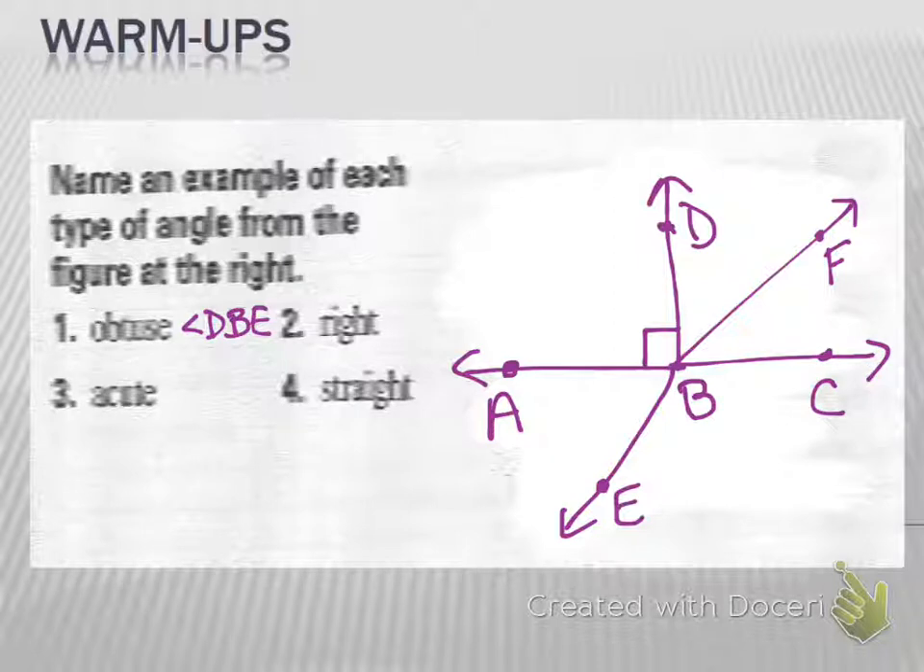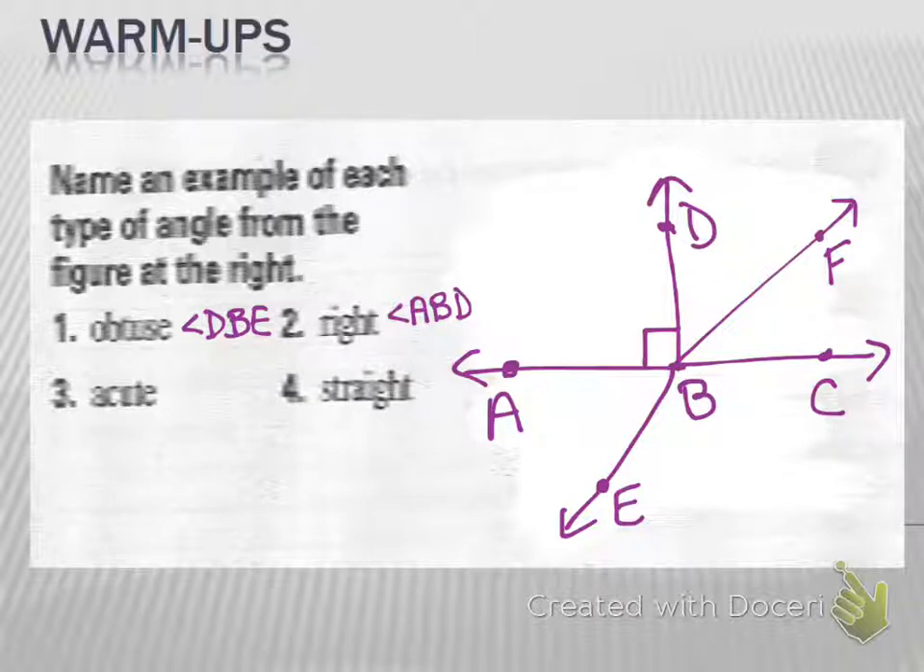All right, we need an angle that is right. Brandon? ABD. Angle ABD is right. How did you know that? It has a box. Very good. Angle ABD. Your other option on this one technically would be DBC. That would also be a right angle.